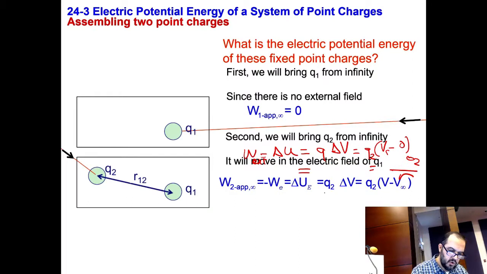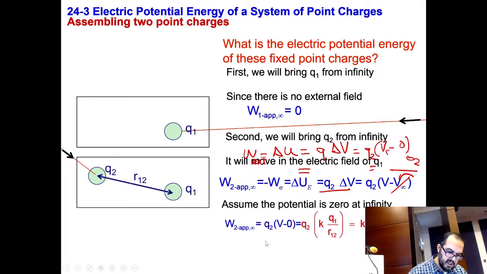So Q2 times delta V, which is Q2 times V final minus V initial, and V initial is 0. Okay, so we end up with this equation: this is the work that has to be done in order to bring a charge Q2 from infinity close to Q1 at a distance R12. So this is the potential energy of the charges Q1 and Q2 when they are at a distance R12. And we said that in order to find the potential energy, first of all we compute the work necessary to bring the charges from infinity.